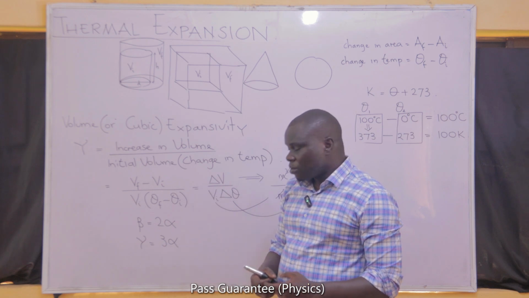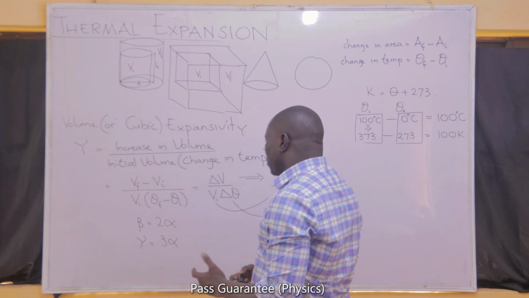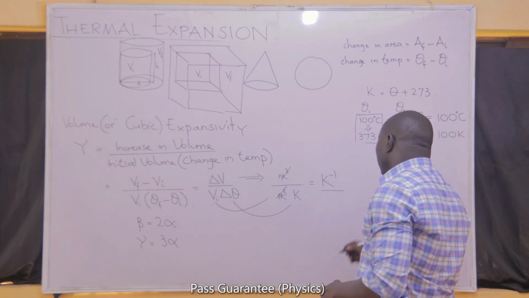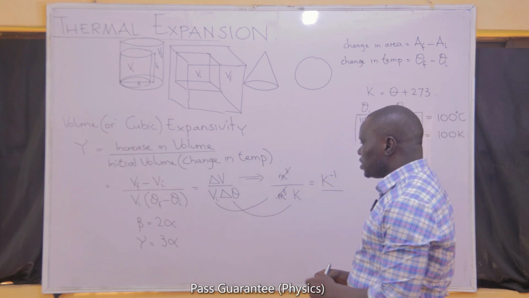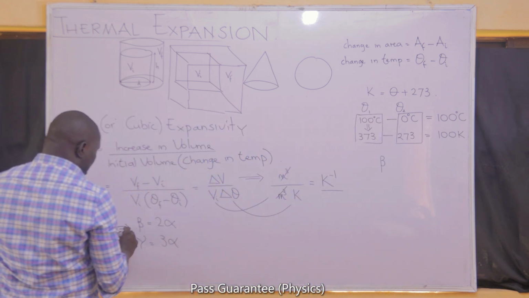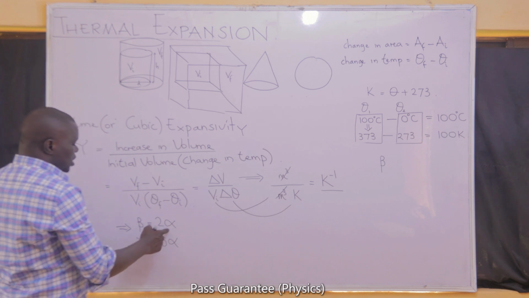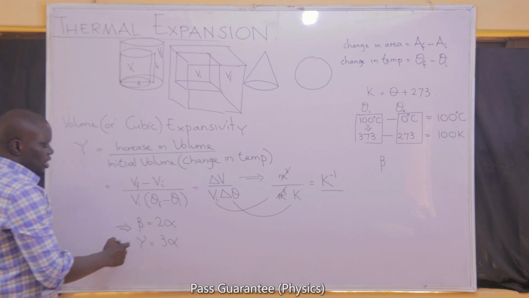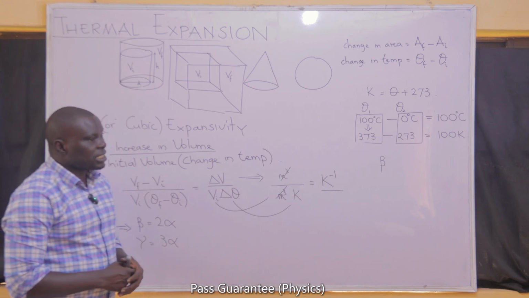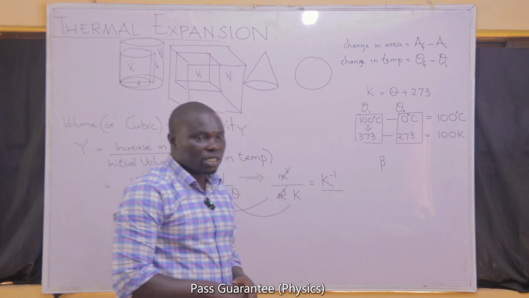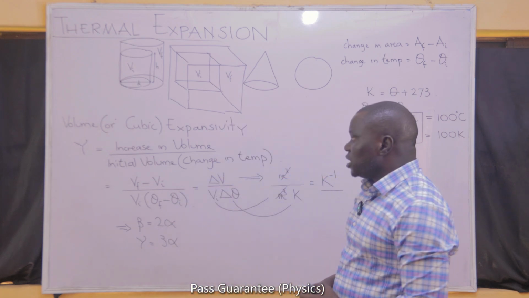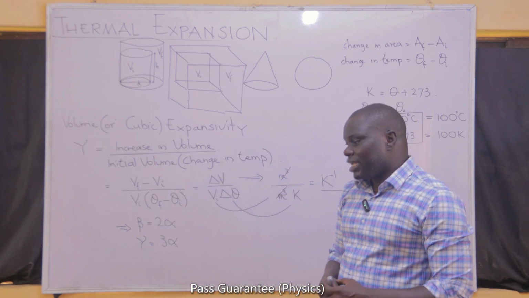There can be instances where, for a volume expansion problem, we are given the areal expansivity. If you are given the areal expansivity, you will come to this formula and use that area to get the linear expansivity. Then you can put the linear expansivity here to get the cubic expansivity. And with that, you should be able to get whatever it is that you need. So basically, that is all for volume, area, and linear expansivity.